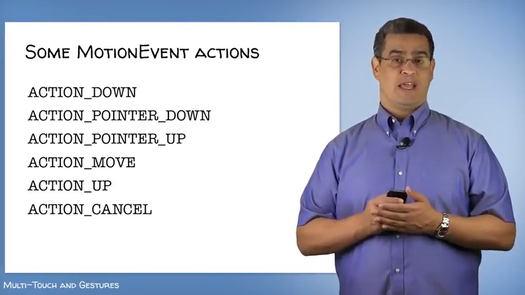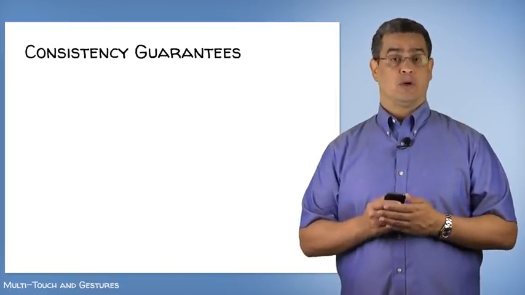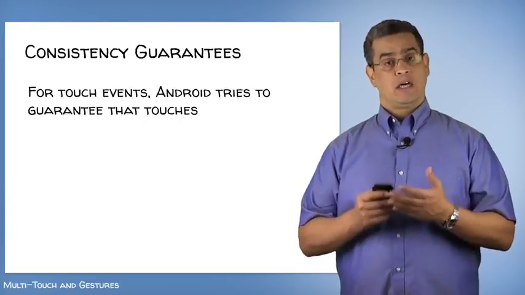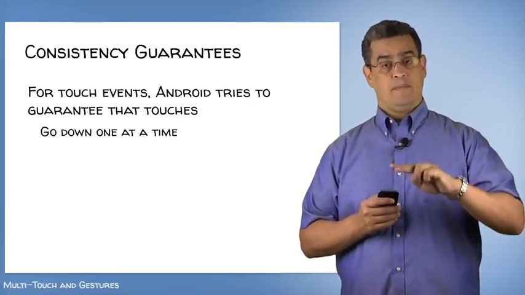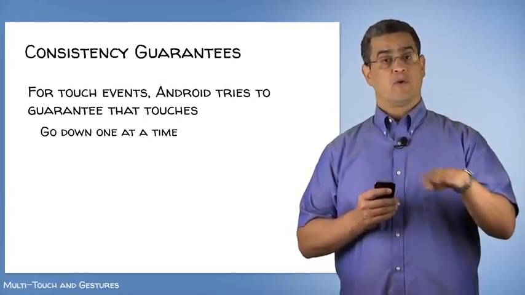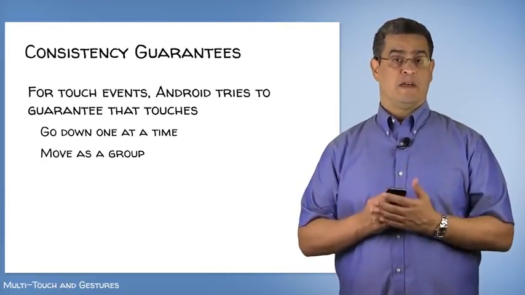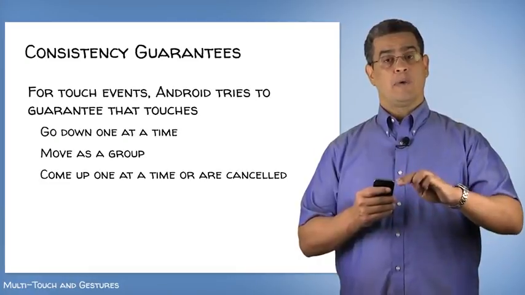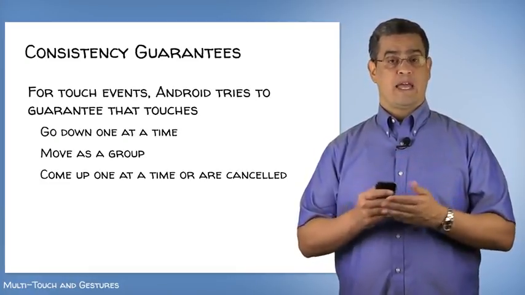While a gesture is playing out, Android will try to ensure that its motion events obey the following rules. Touches will go down one at a time. They will move as a group, so a single motion event can refer to multiple pointers, and they will come up one at a time or be canceled.